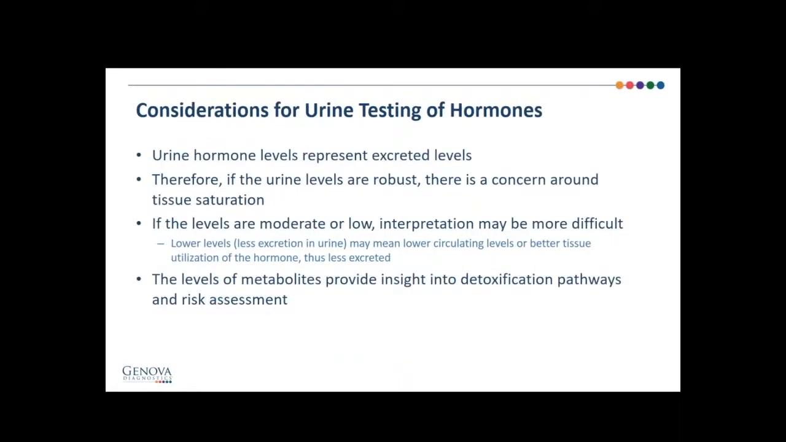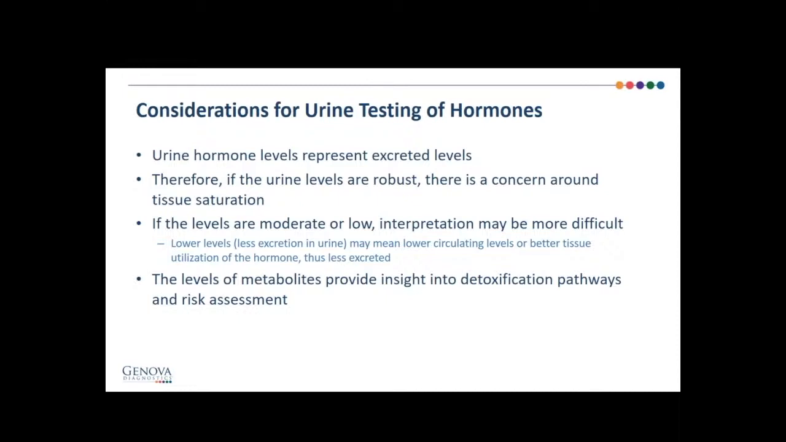So, consideration for urine. Urine hormone levels represent excreted levels. That's what you're excreting. Therefore, if the urine levels are robust, there's a concern around tissue saturation. So when I look at a urine test, like a complete hormones, and see very high levels of the parent hormone, I'm concerned that that may represent a lot of hormone saturation, that it would be excreted in such high concentrations. But if the levels are moderate or low, then the interpretation is a little bit more difficult, because lower levels, less excretion in urine, may mean lower circulating levels, but it might also mean better tissue utilization of the hormone, so less is being excreted.